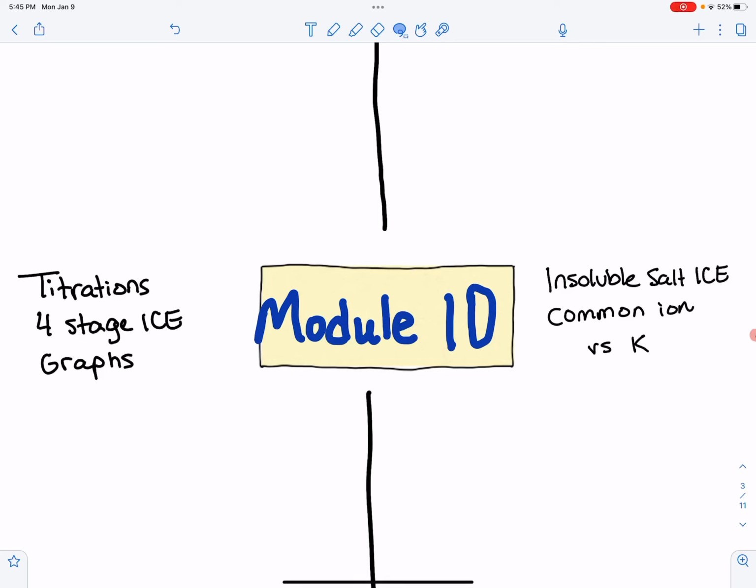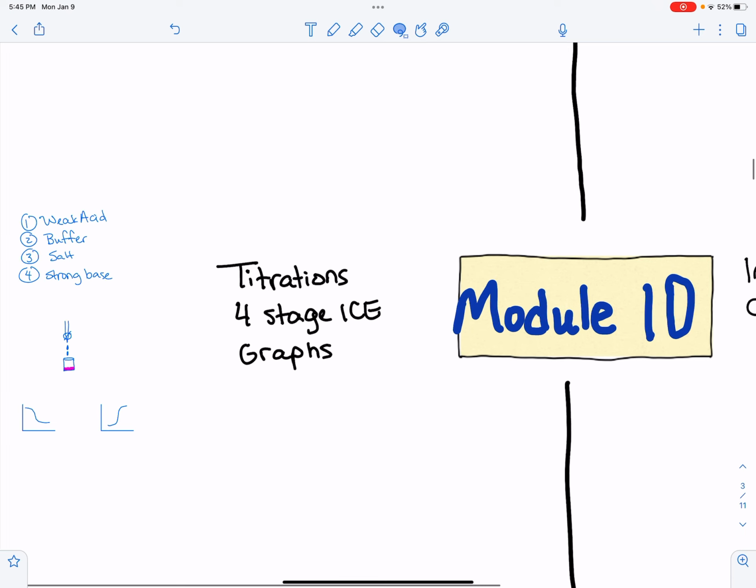All right, so Module 10 has titrations, and in the titration, you're going to be picking where you are in a reaction. And where you are is going to match with different ice chart methods we've already learned. I'll show you that in just a second. There will be 4 stages, and then also you'll look into titration graphs. So that looks like this. So here's some titration graphs.